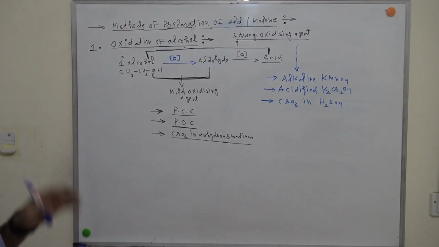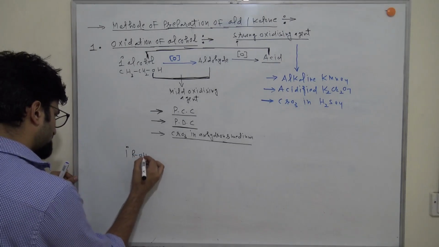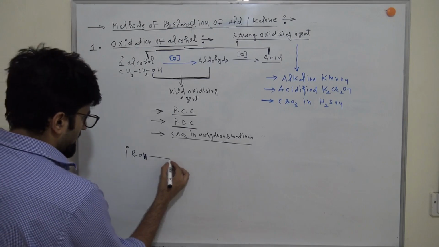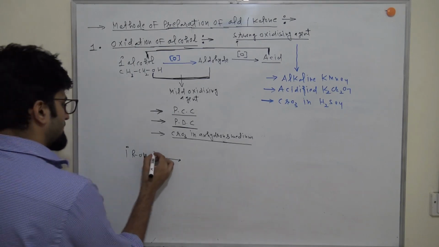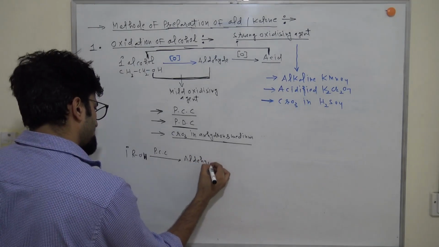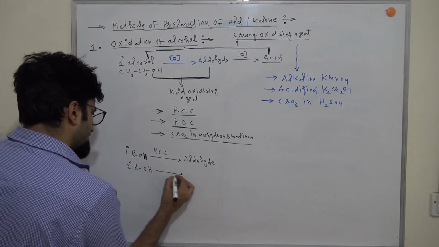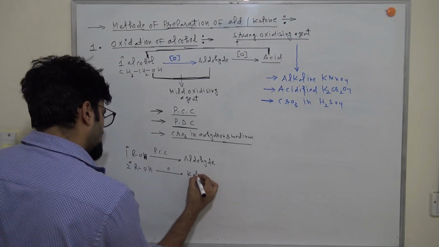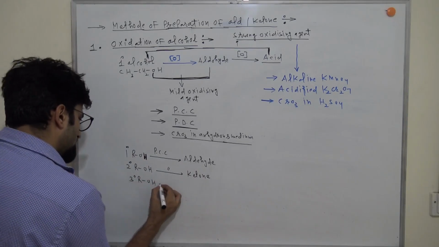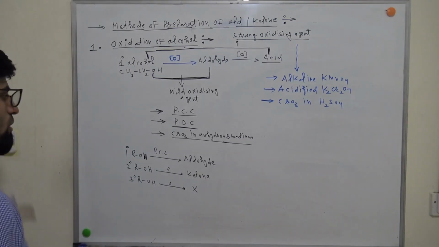Regarding oxidation of alcohol, you should know this. If it is 1 degree alcohol, ROH means alcohol, 1 degree, right? If you do its reaction with PCC, then you will get aldehyde. If it is 2 degree alcohol, and you do its reaction with PCC, then you will get ketone. But let me tell you a very important point: 3 degree alcohol does not undergo oxidation, right?